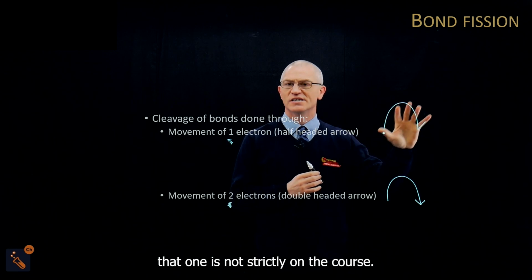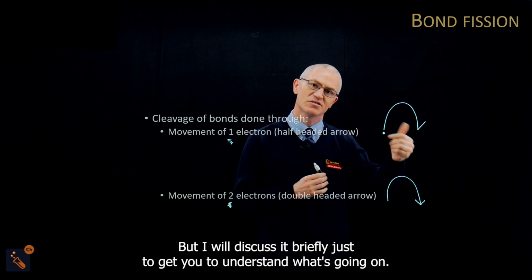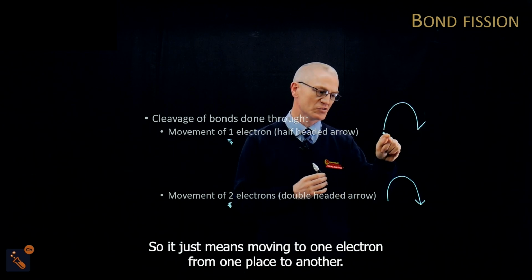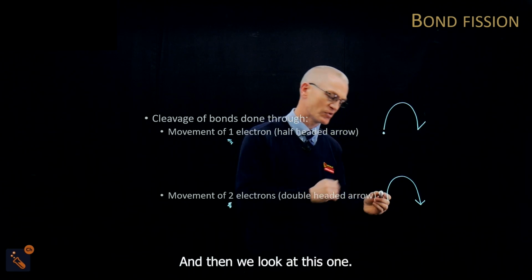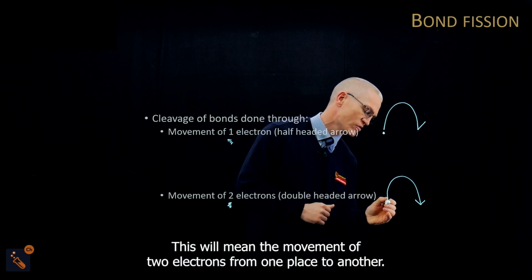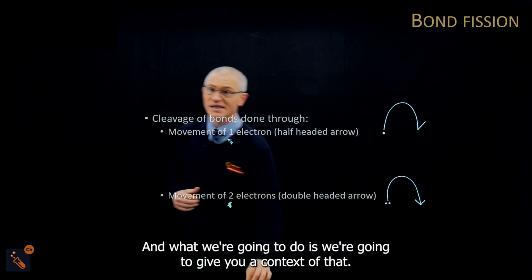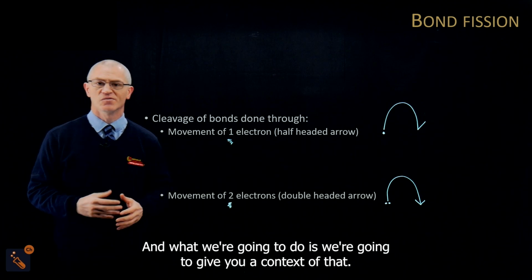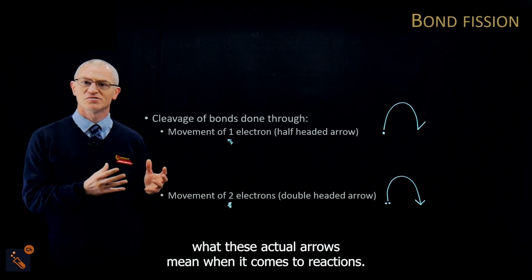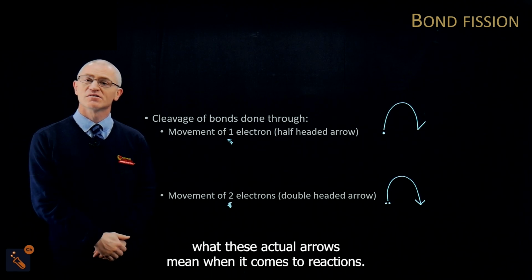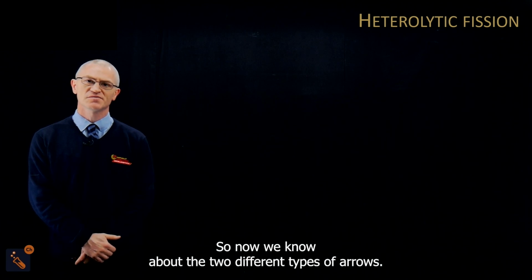that one is not strictly on the course, okay, but I will discuss it briefly just to get you to understand what's going on. So it just means movement of one electron from one place to another. And then this one will mean the movement of two electrons from one place to another. And we're going to give you a context of that. We're going to take you into some different molecules and show you what these actual arrows mean when it comes to reactions. So now we know about the two different types of arrows.